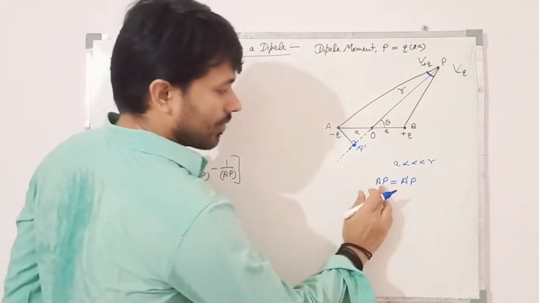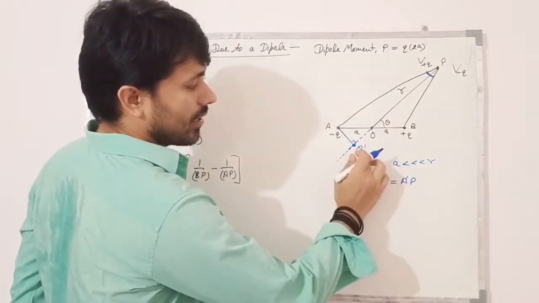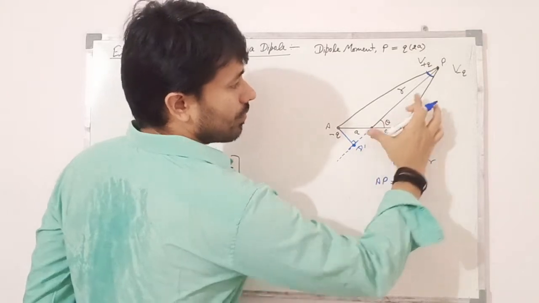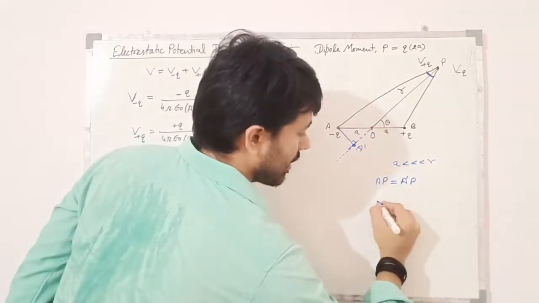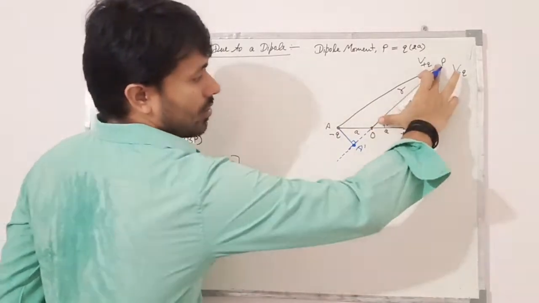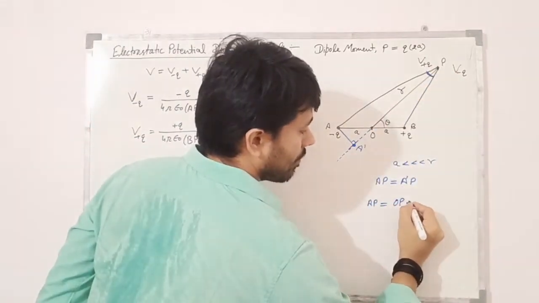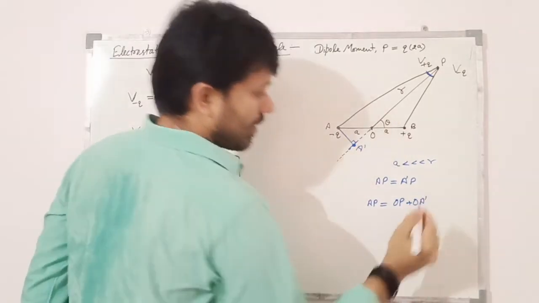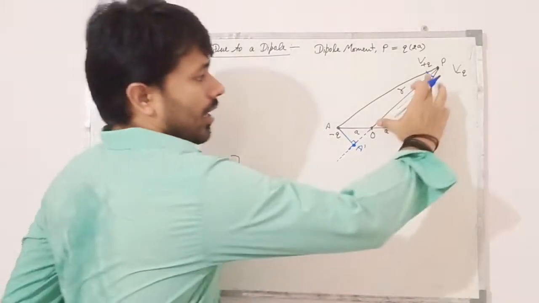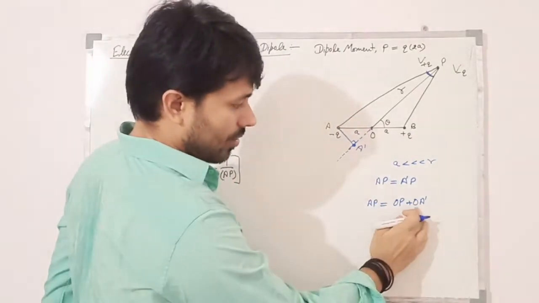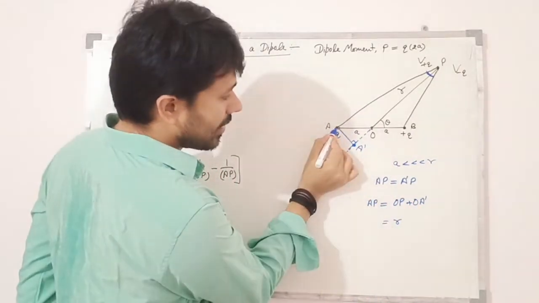Right? So we have to find out AP, which is equal to what? A dash P, and A dash P is what? A dash O plus OP. Means I can write it like this. AP is equal to A dash P, which is OP plus OA dash. And we know that OP is what? OP is R. And OA dash, from this right angle triangle.